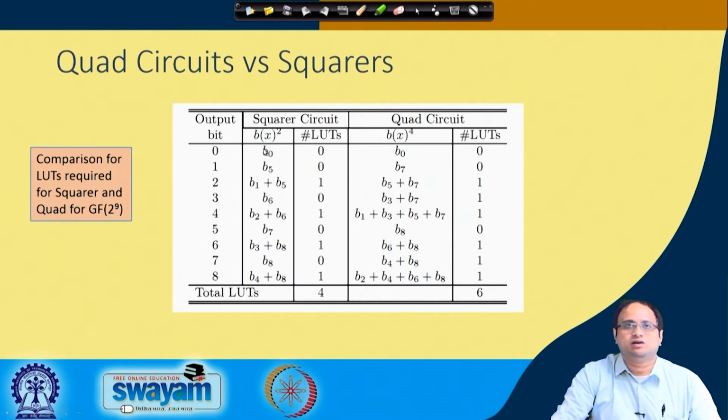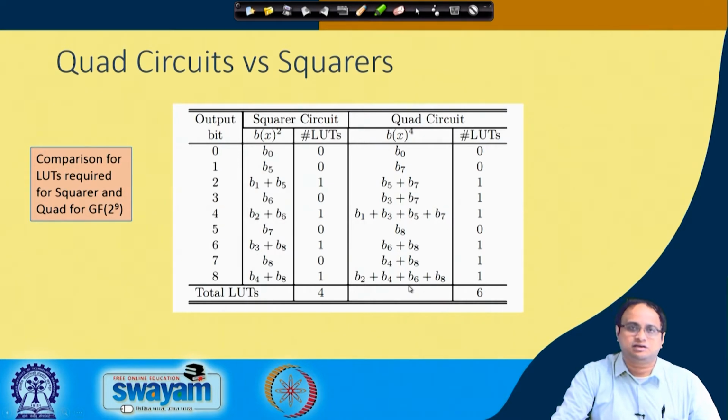Here are the corresponding bits 0 to 8, because there are 9 bits in GF(2^9). What we observe here is the circuit complexity for calculating the squares, and this one is for the quad operations. You can observe easily, quite intuitively, that the number of operations in the quad is more than in square, because in square you are just doing power of 2, whereas in quad you are doing power of 4.